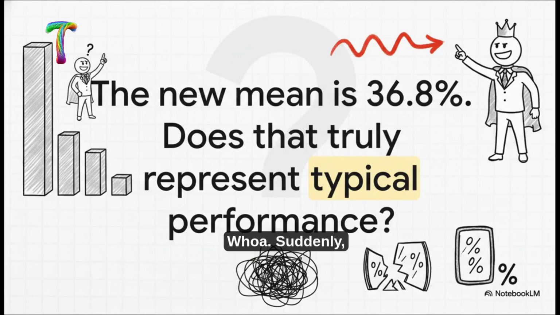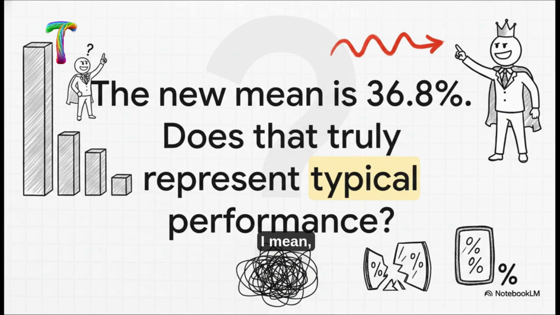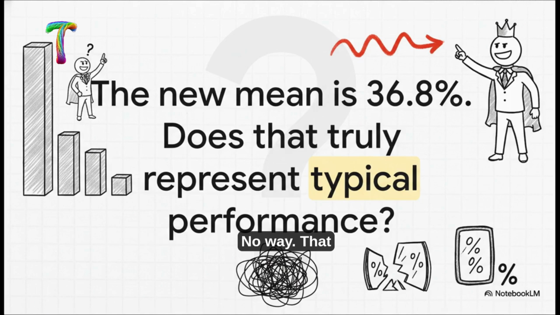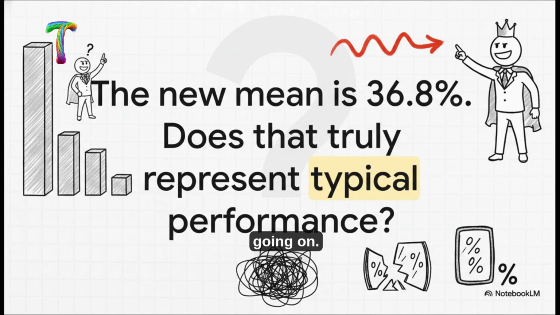Whoa. Suddenly, our mean shoots up from 22.8% all the way to 36.8%. So, I gotta ask you, does that new number really feel typical to you? I mean, 4 out of the 5 managers performed way below that. No way. That one outlier has totally warped our picture of what's really going on.